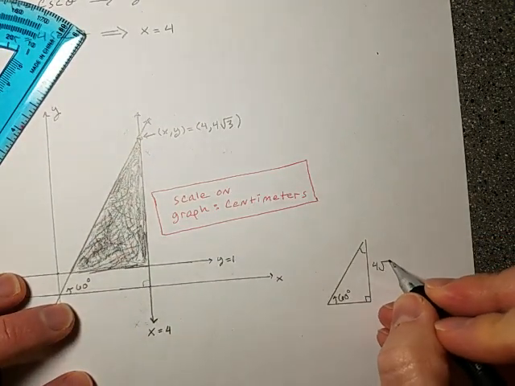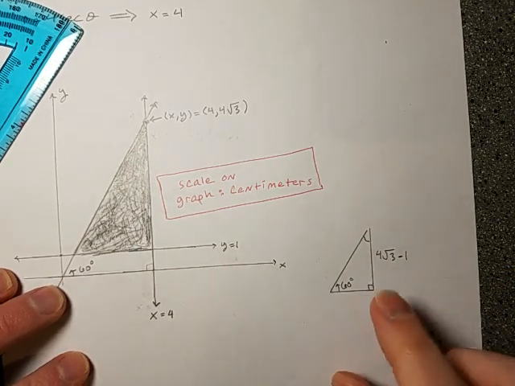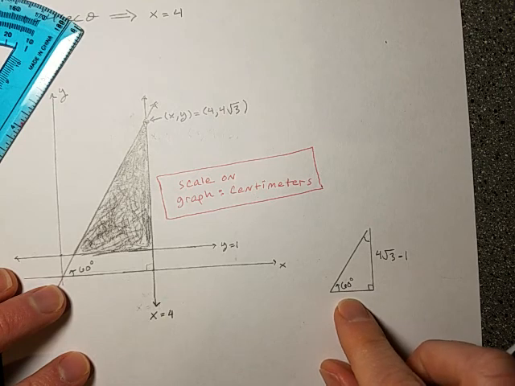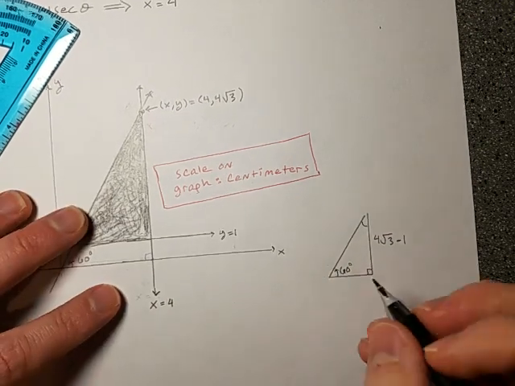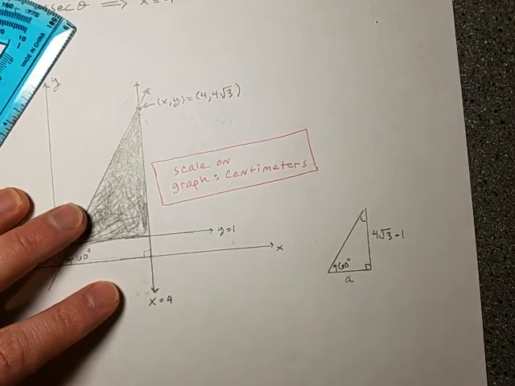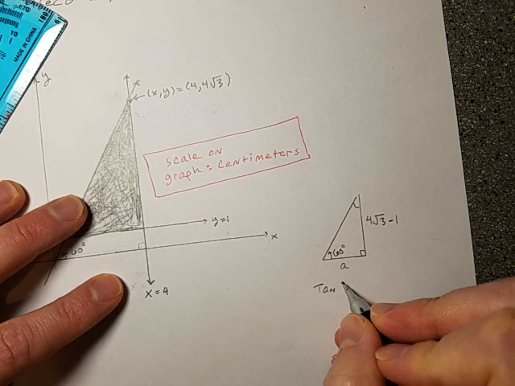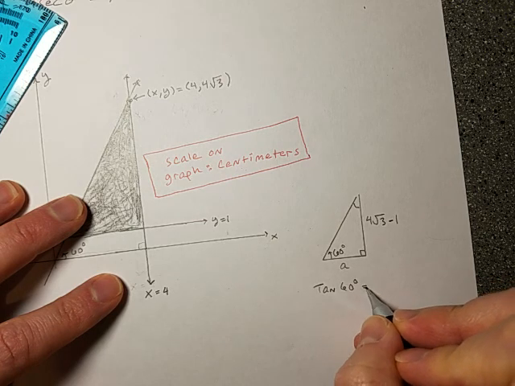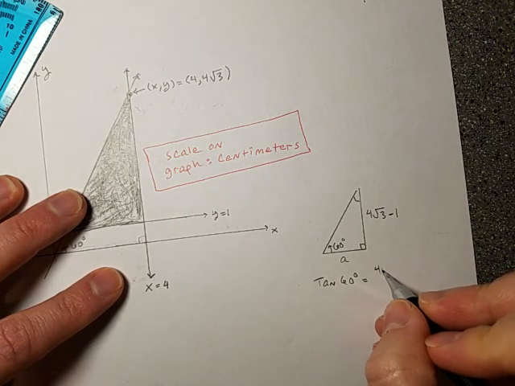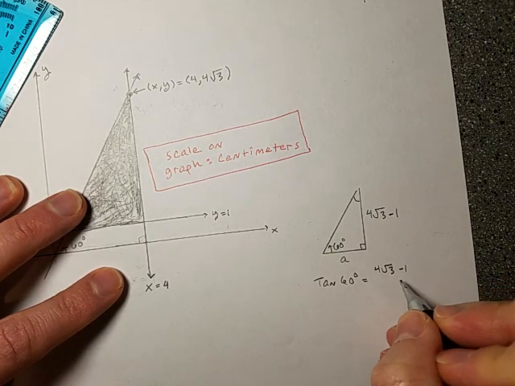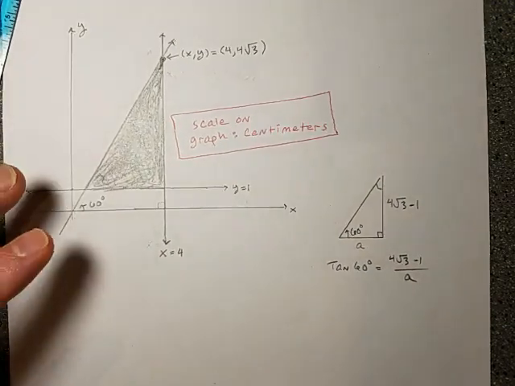4 root 3 take away 1. What about this side there adjacent to that 60-degree angle? Let's call it A, all right? So I will say tangent of 60 degrees, so tangent is opposite over adjacent, is 4 root 3 minus 1 divided by A. That's how you use tangent.